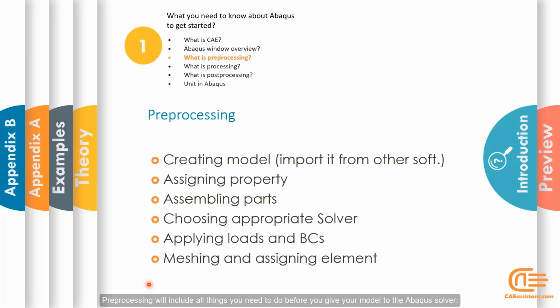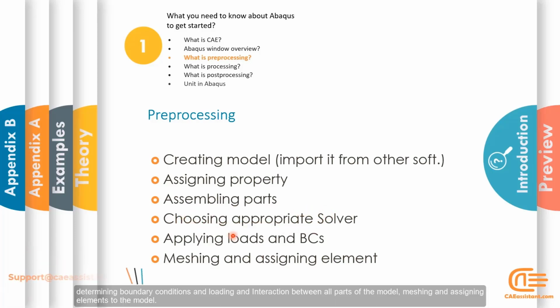Processing includes all the things you need to do before you give your model to the Abaqus solver, including creating the model geometry, defining the material and assigning it to the model, assembling the model and placing the parts in the right place, selecting the appropriate solver in the step section according to the type of problem, determining boundary conditions and loading, defining interactions between all parts of the model, meshing, and assigning elements to the model.